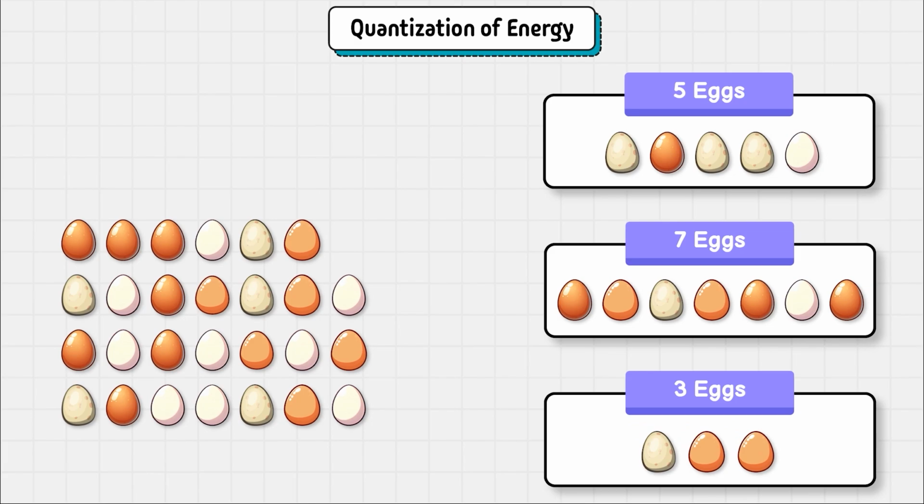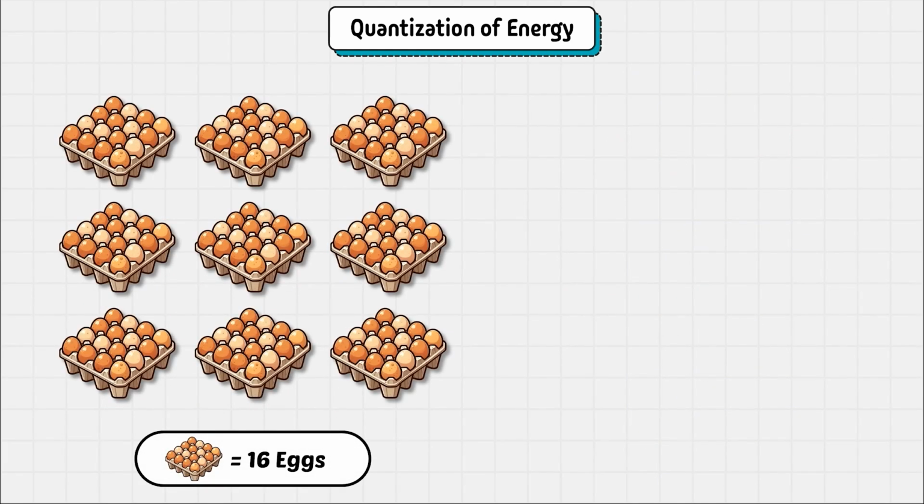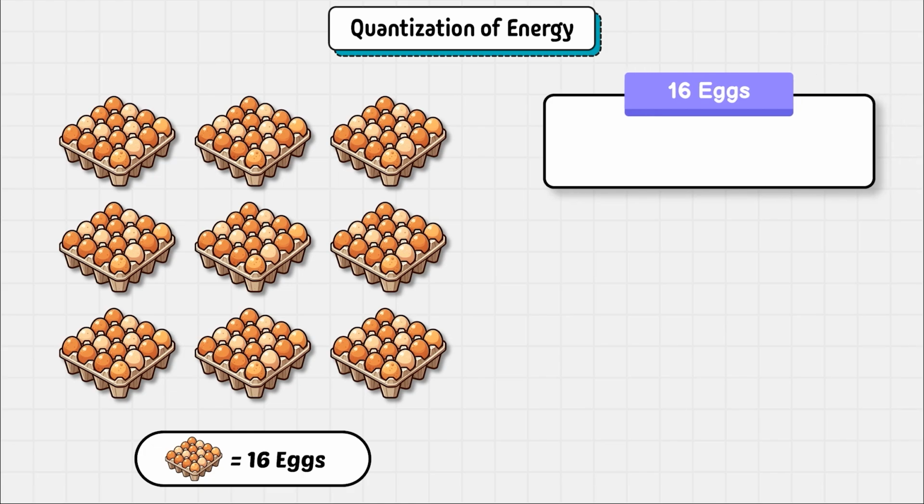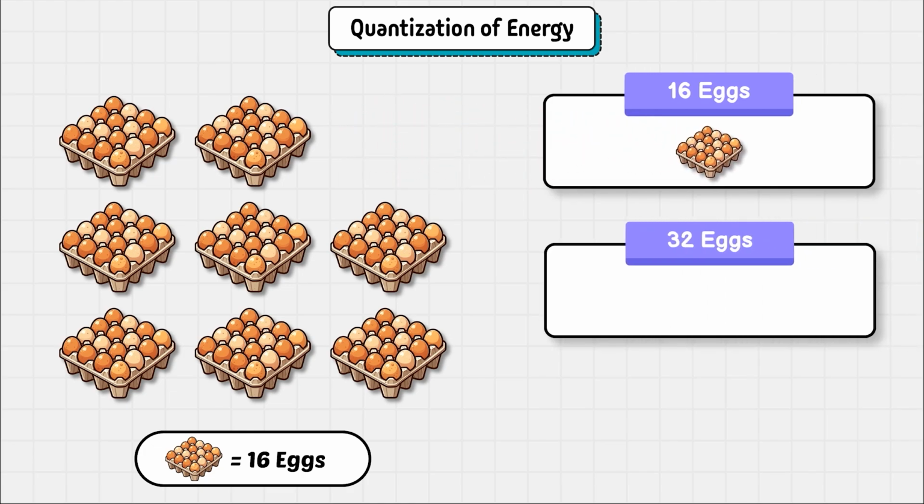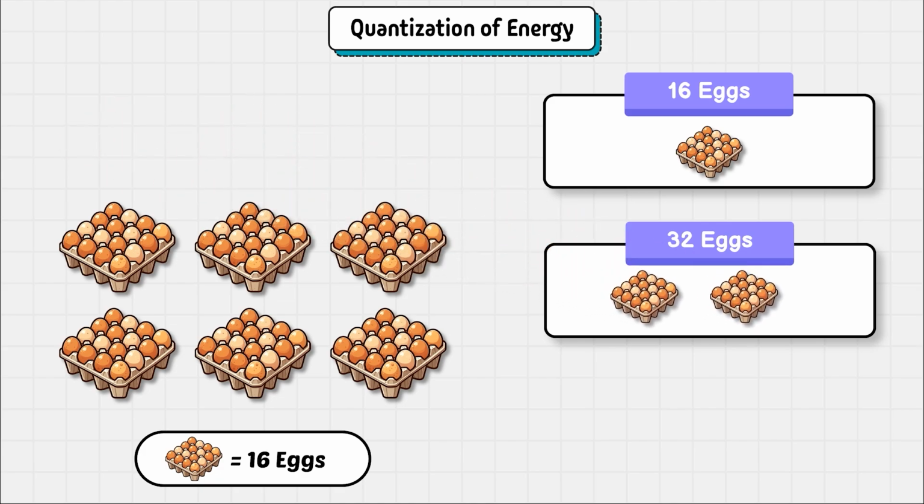Then the very next day, instead of selling these eggs individually, you package them into boxes, with each box containing 16 eggs. And you start selling the eggs this way. Your first customer comes and asks for 16 eggs, so you hand them 1 box. Then another person asks for 32 eggs, and you hand them 2 boxes.